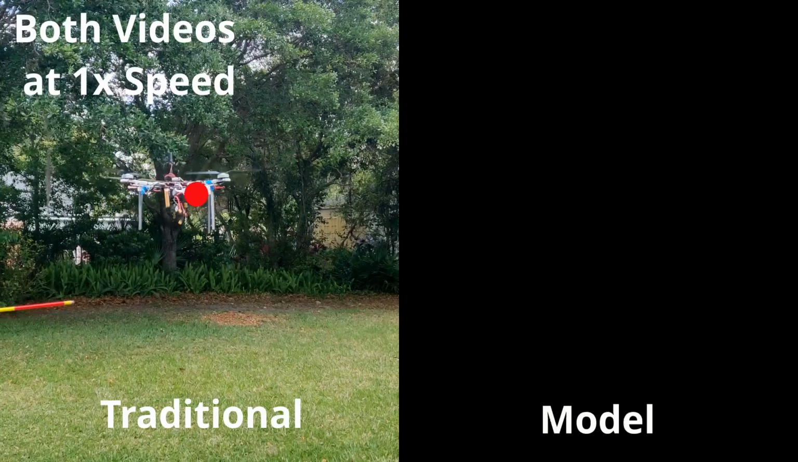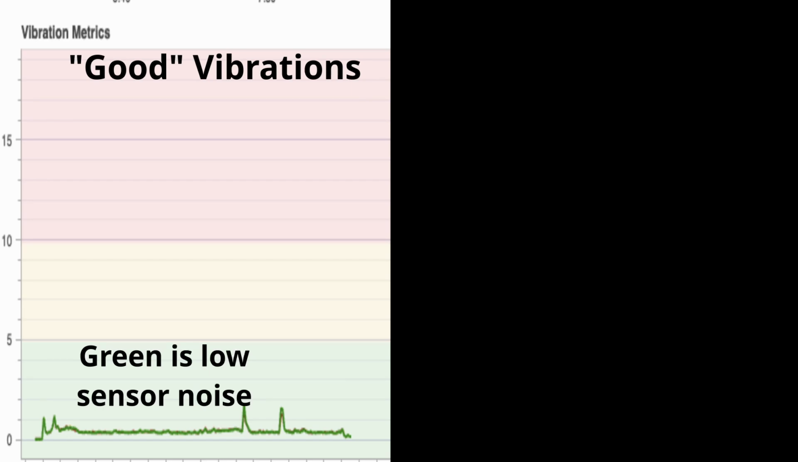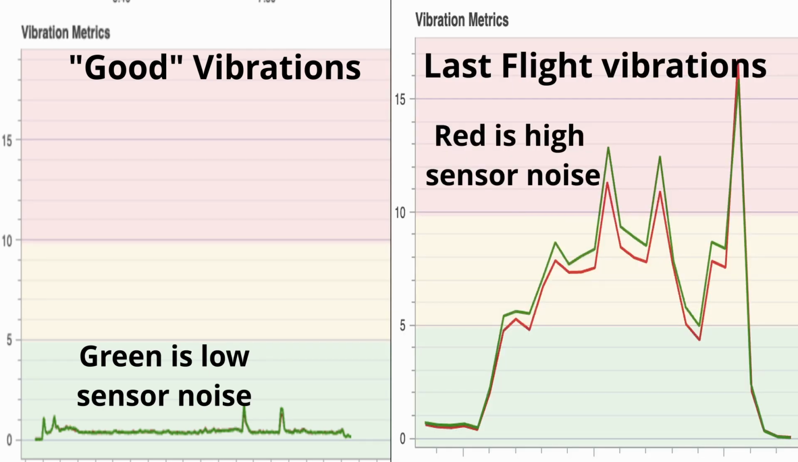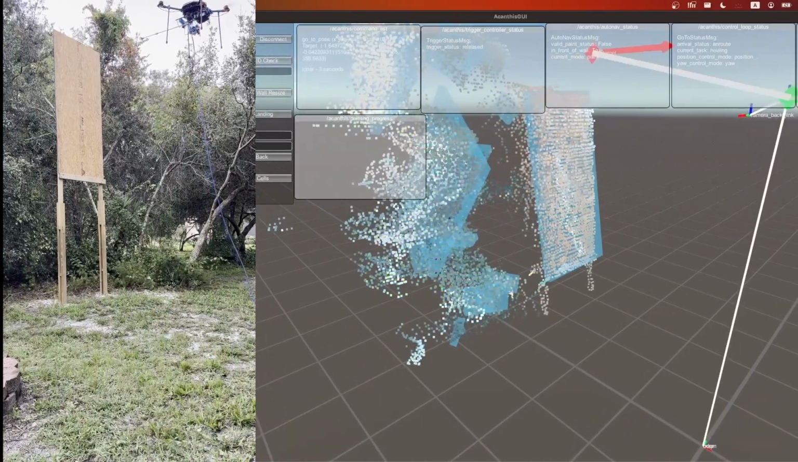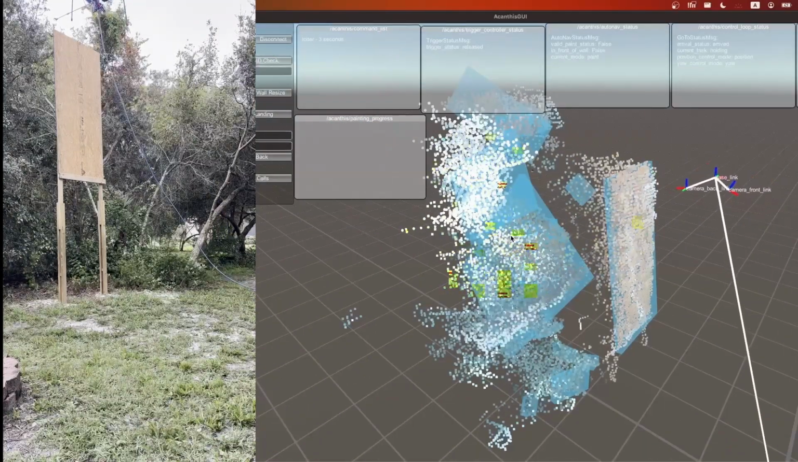And it's not like the model only performs under ideal conditions either. Here's a chart showing good vibrations on the left. This chart on the right are the vibrations of the flight we just showed you. From these charts, we can tell that the model is operating under very suboptimal conditions with a ton of sensor noise.